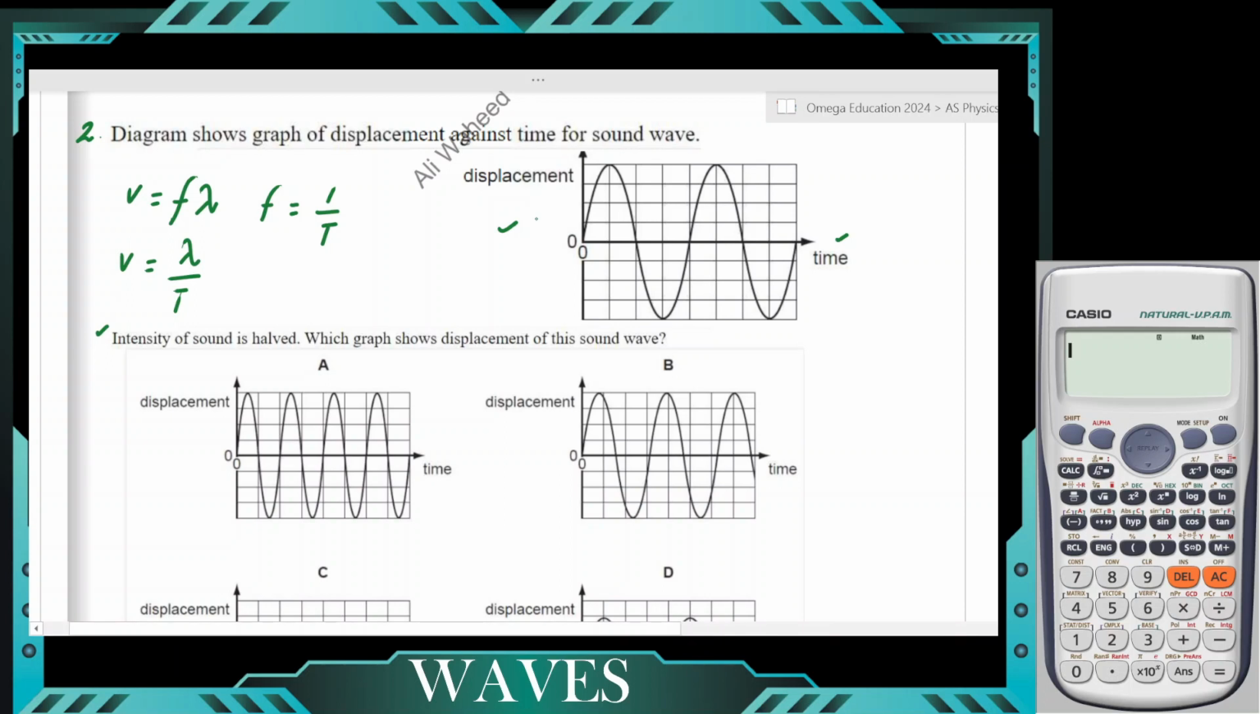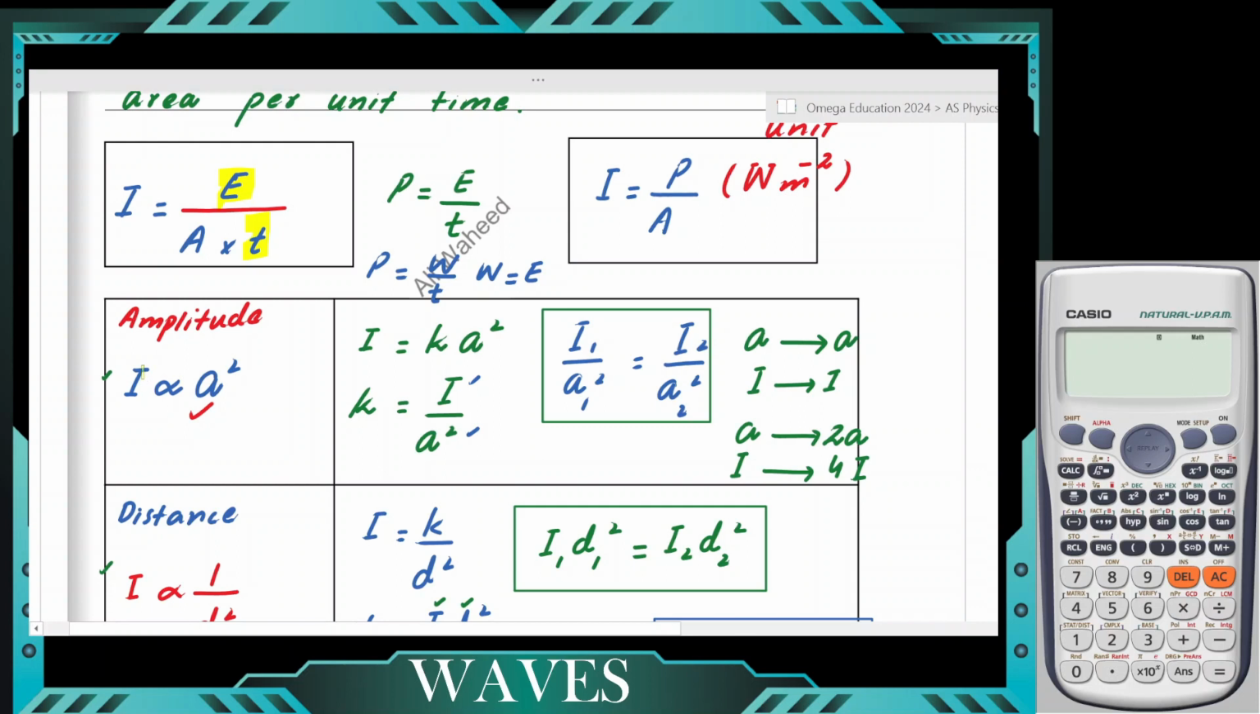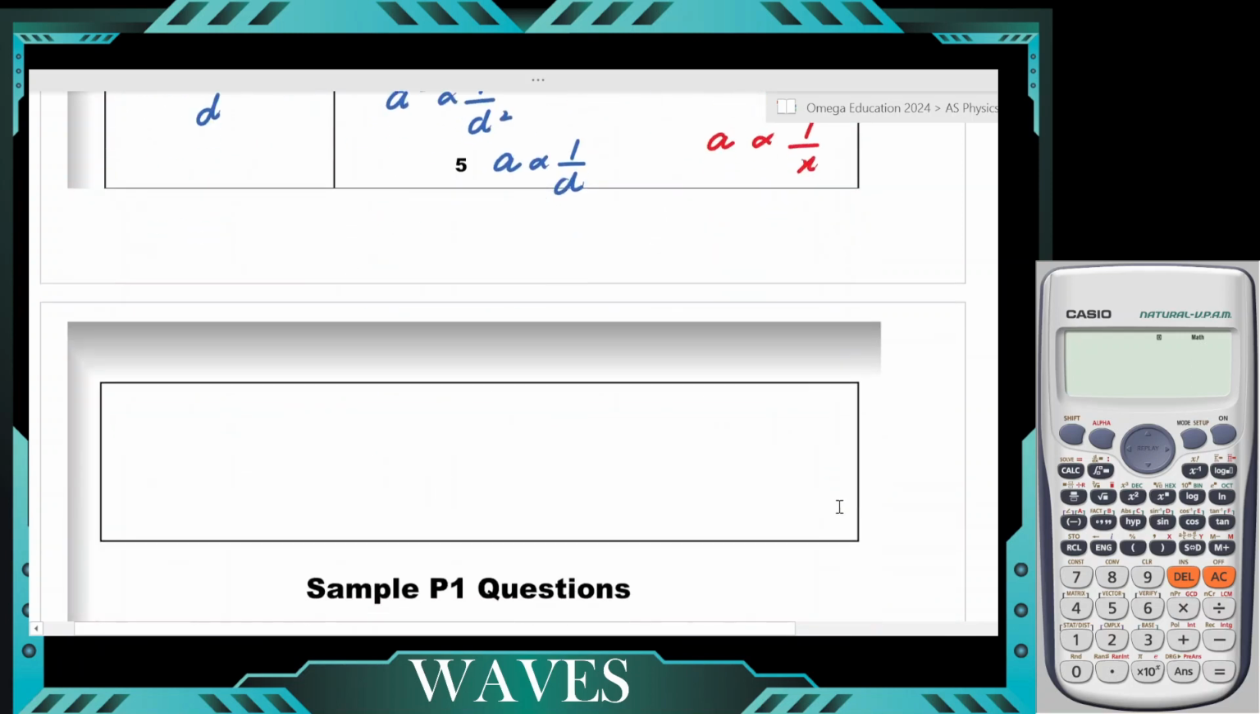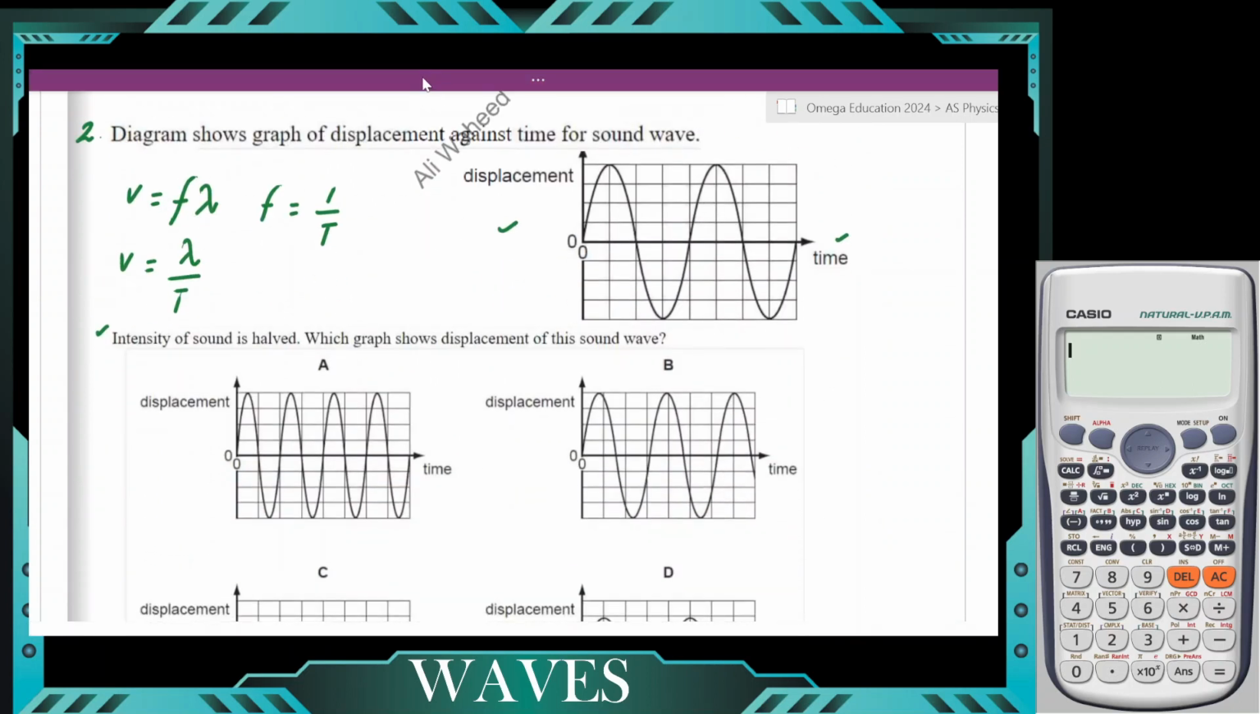So if you reduce the intensity, there would be an effect on the amplitude. We can all agree on that. If we decrease the intensity, then the amplitude should also be reduced. Why? Because intensity is related to amplitude. If you change one of them, then the other would also change. And what would be the change? That's a different question. We can find the exact value of the amplitude, but what we know is the amplitude would decrease.